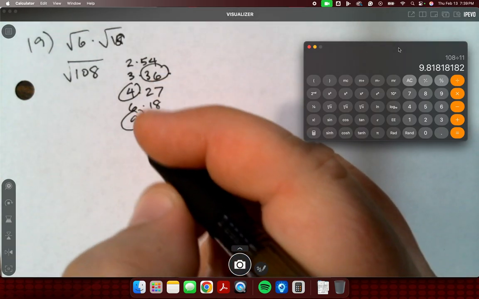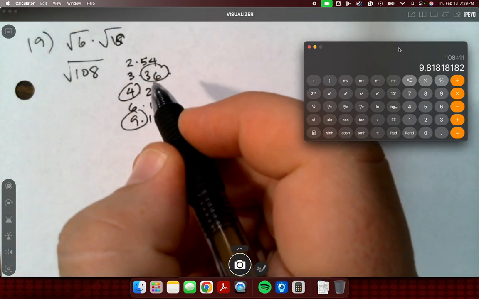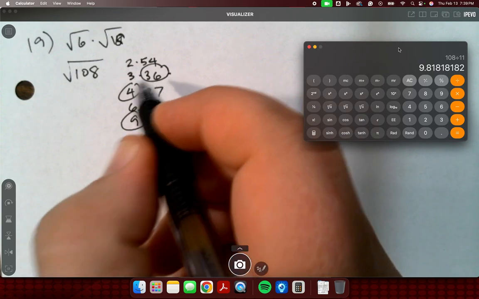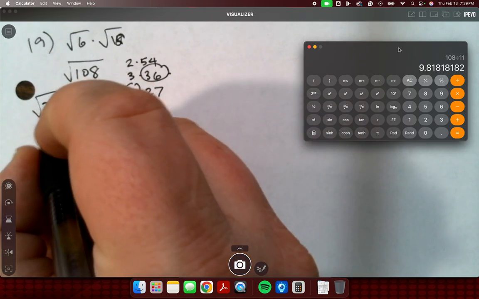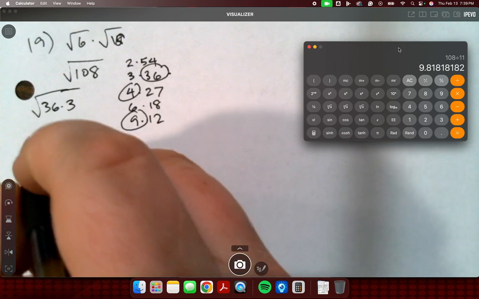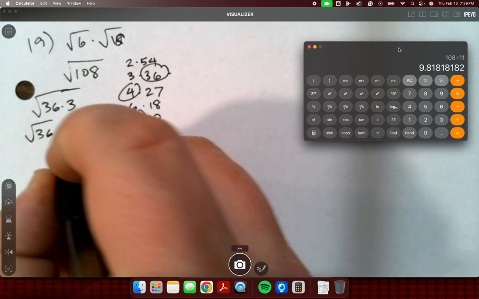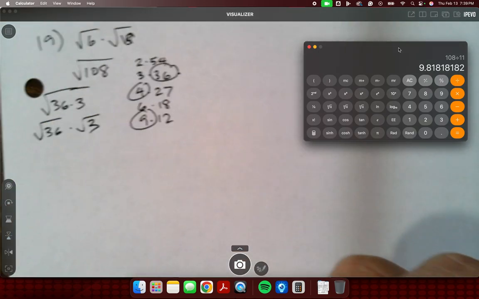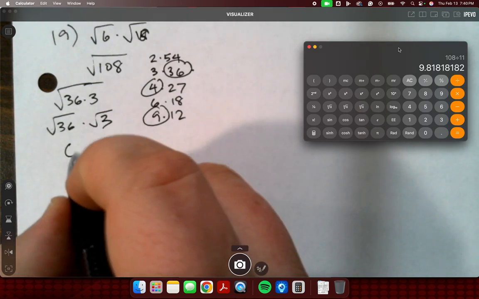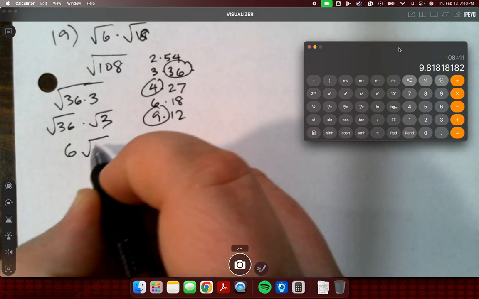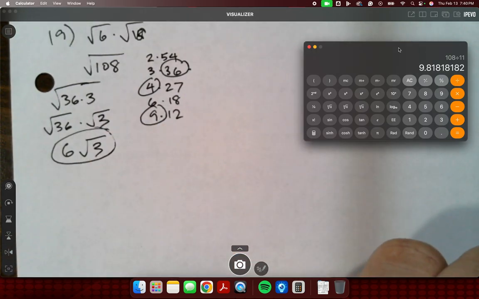When you have more than one, always choose the larger one. So we're going to choose 3 times 36. Split this into 36 times 3. Square root of 36 times square root of 3. The square root of 36 is 6. This is not a perfect square, so we will leave it inside the radical.